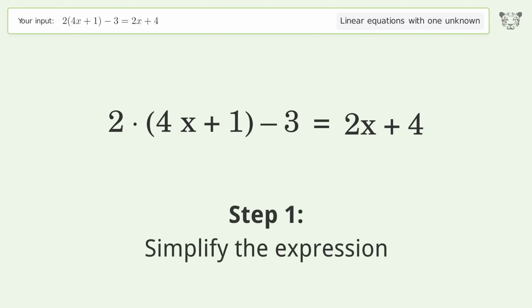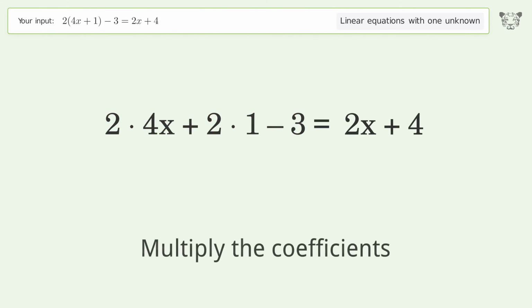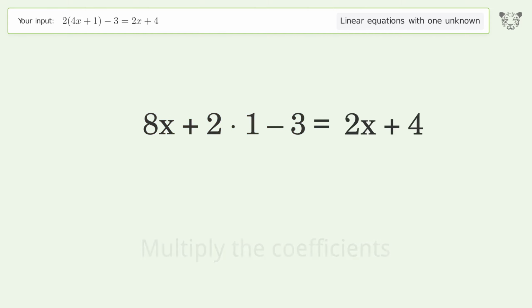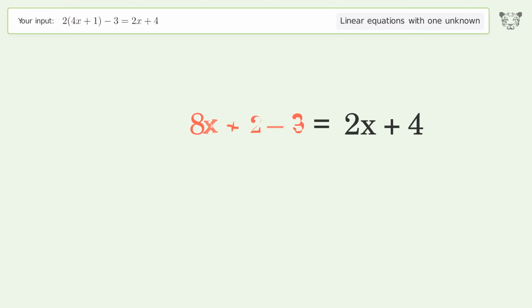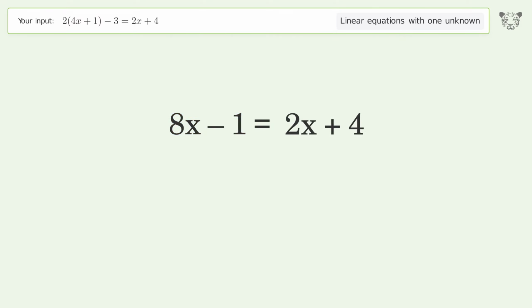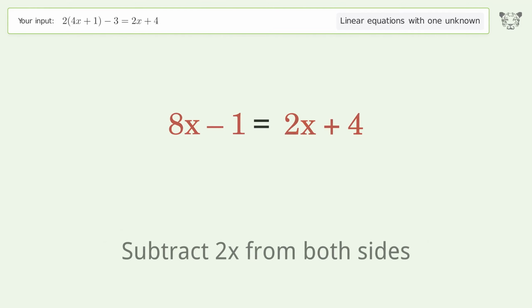Simplify the expression. Expand the parentheses. Multiply the coefficients. Simplify the arithmetic. Group all x terms on the left side of the equation. Subtract 2x from both sides.